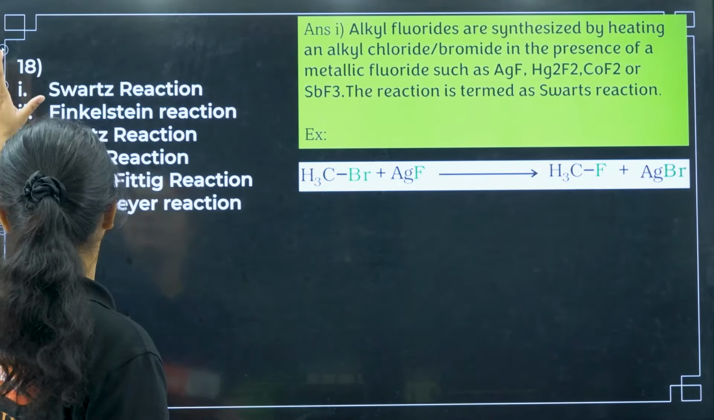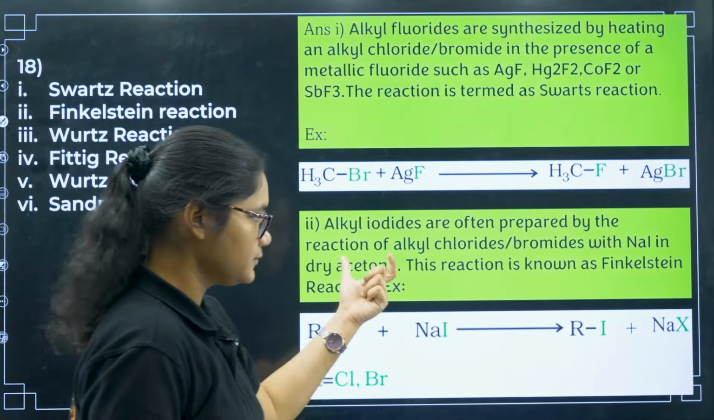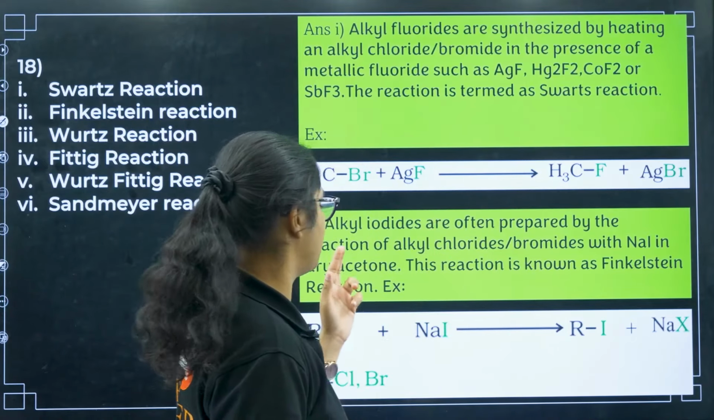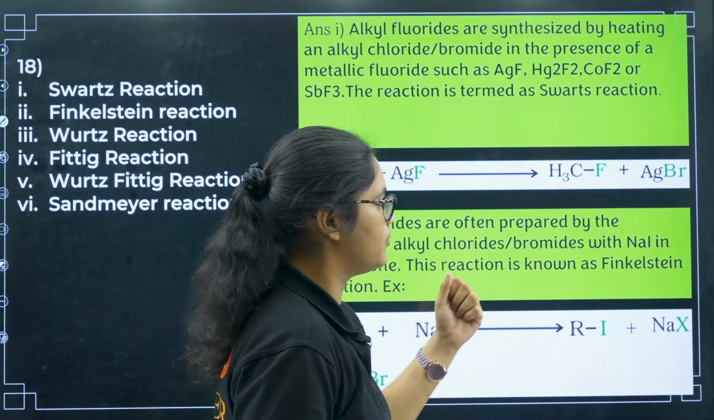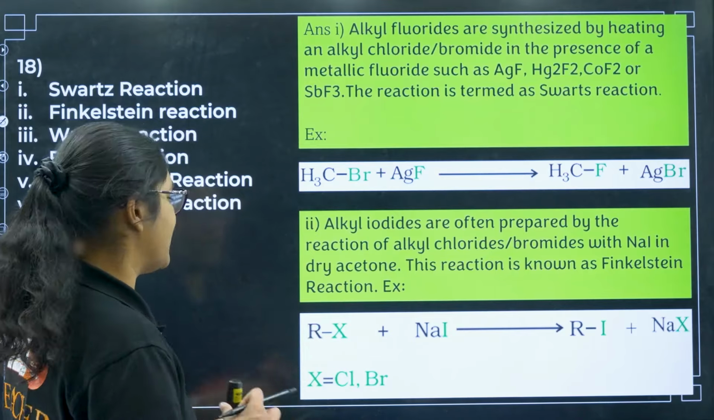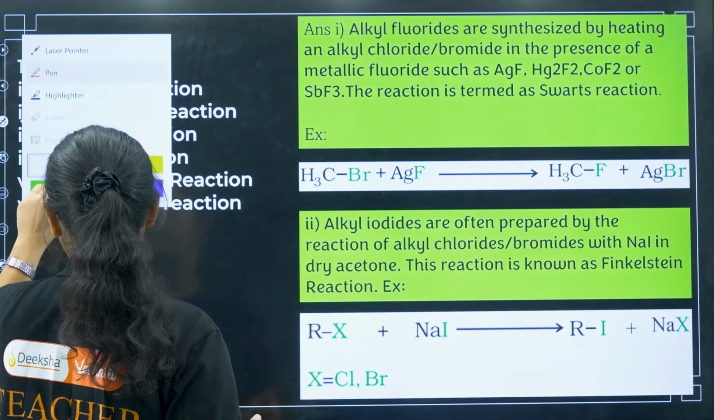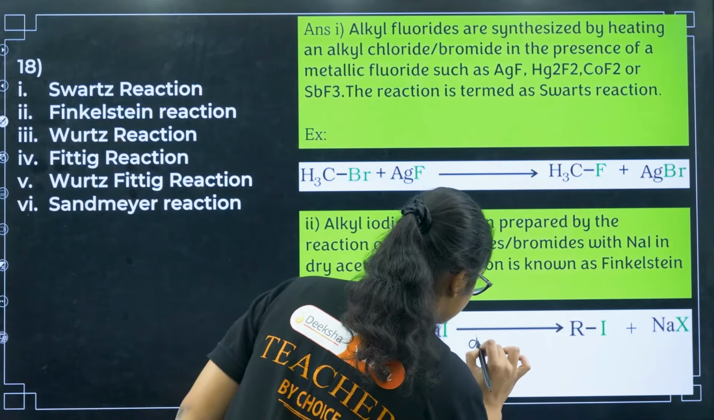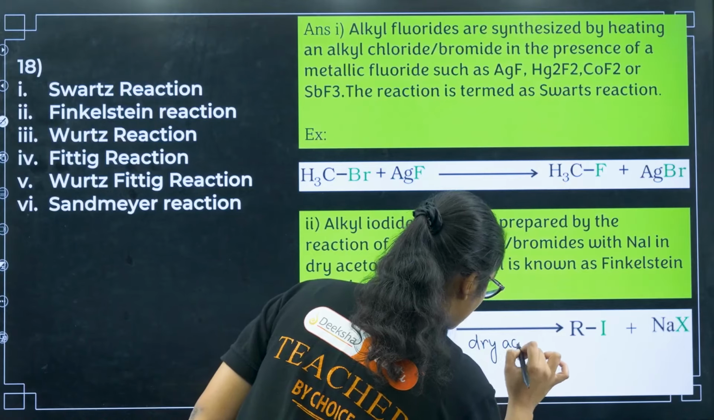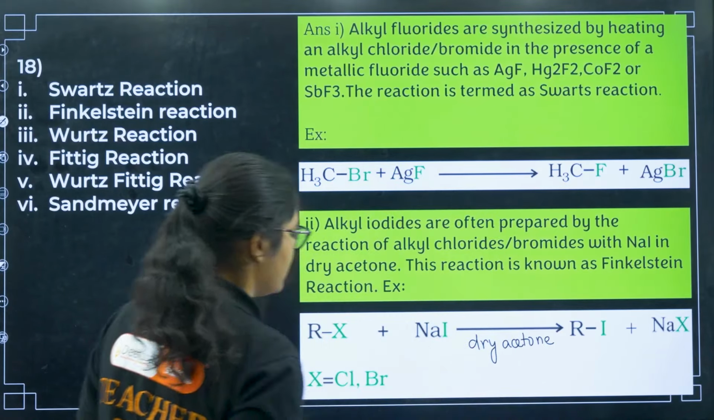Okay, next coming to Finkelstein reaction. Alkyl iodides are prepared by the reaction of alkyl chlorides or bromides with NaI in dry acetone. This reaction is called as Finkelstein reaction. So here you can mention dry acetone.